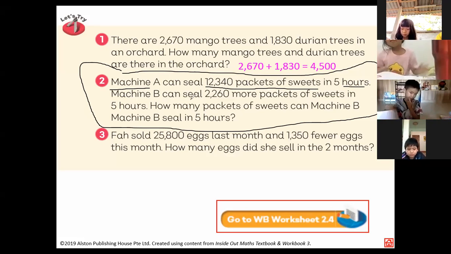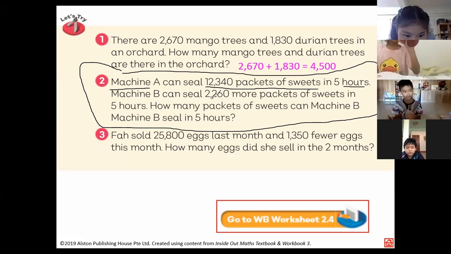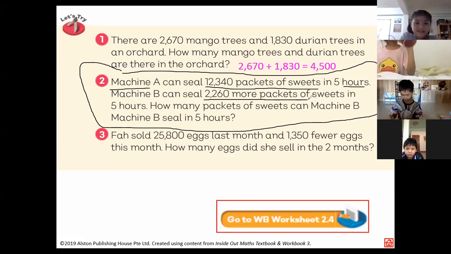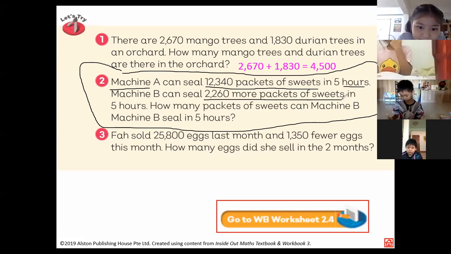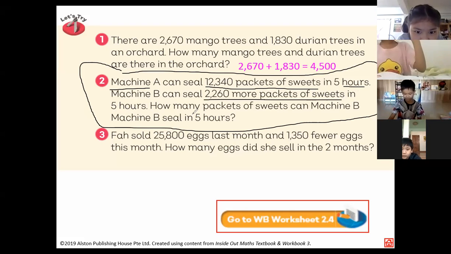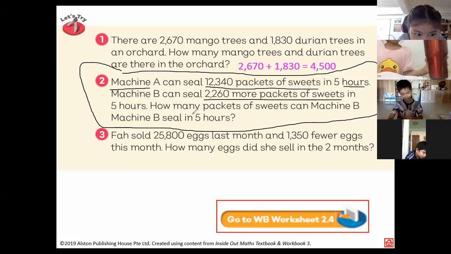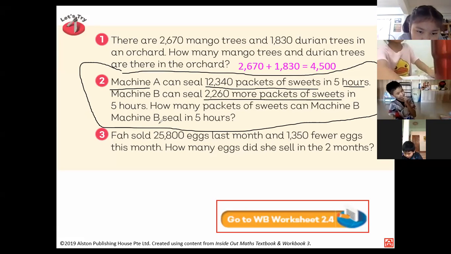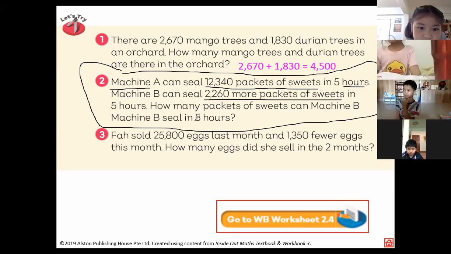Machine B can seal 2,260 packets of sweets in 5 hours. How many packets of sweets can machine A and B seal in 5 hours? Okay, so this one is also easy, class.